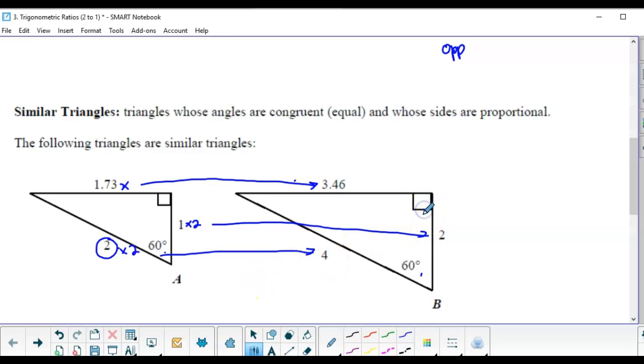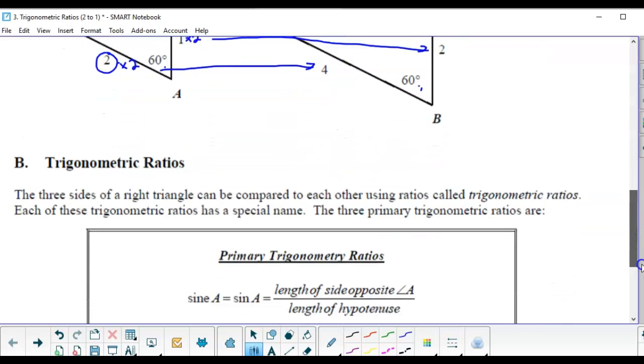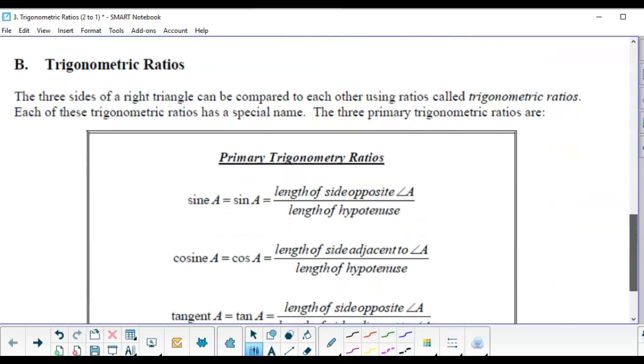And we've got two angles, 90 and 60. So this would be 30, 90 and 60. So this would be 30. They have to add up to 180. Okay, so trig ratios. Here they are.